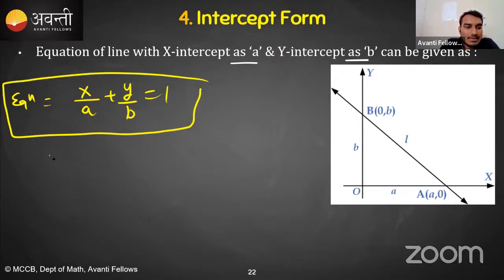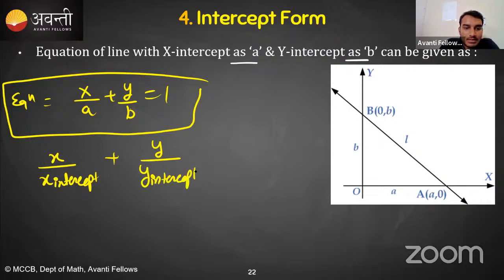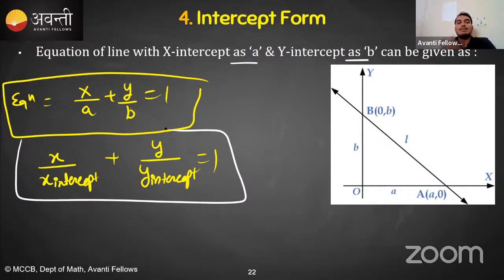Or generally you can say x upon x intercept plus y upon y intercept is equal to 1. This is one way of writing. x upon x intercept plus y upon y intercept is equal to 1.